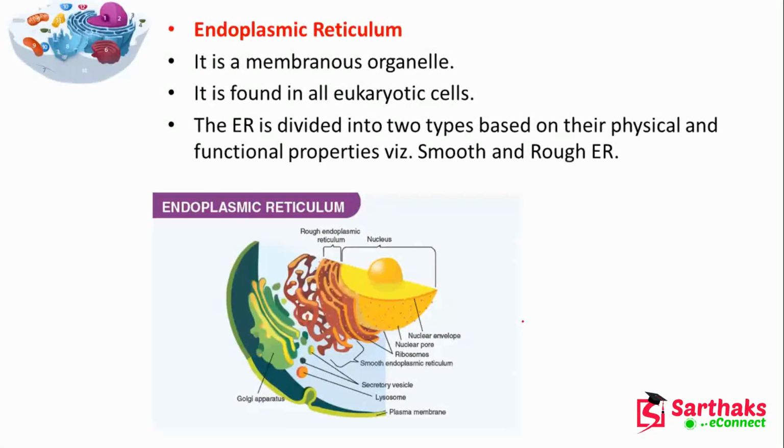Now the endoplasmic reticulum. This is a membranous organelle found in the eukaryotic cell, and the ER is divided into smooth and rough endoplasmic reticulum. Here you can see the smooth endoplasmic reticulum and also the rough endoplasmic reticulum.